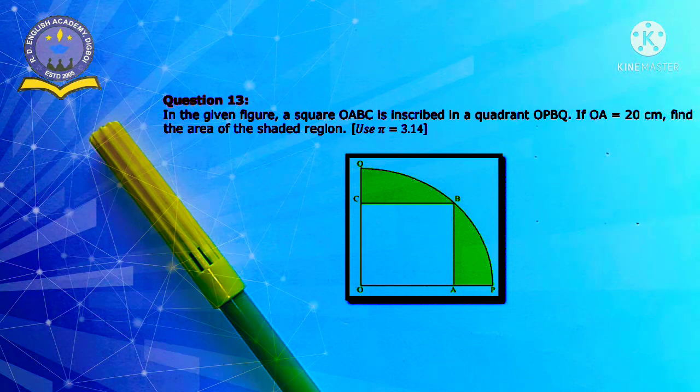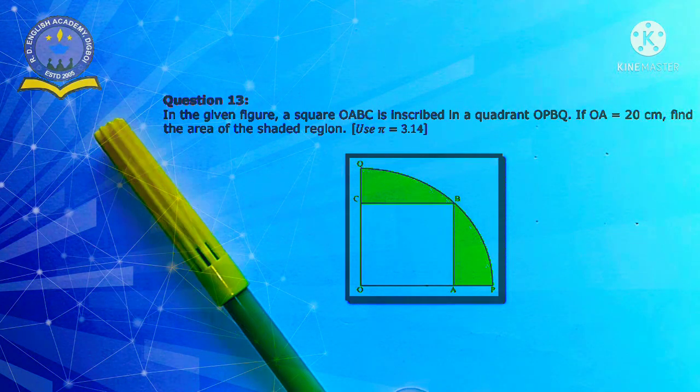In the given figure, a square OABC is inscribed in a quadrant OPBQ. If OA equal to 20 centimeter, find the area of the shaded region. That means here we have to find out the shaded region. As you see here, the figure is given, isn't it? Okay, now let's start here. Let's see how we can do this one.